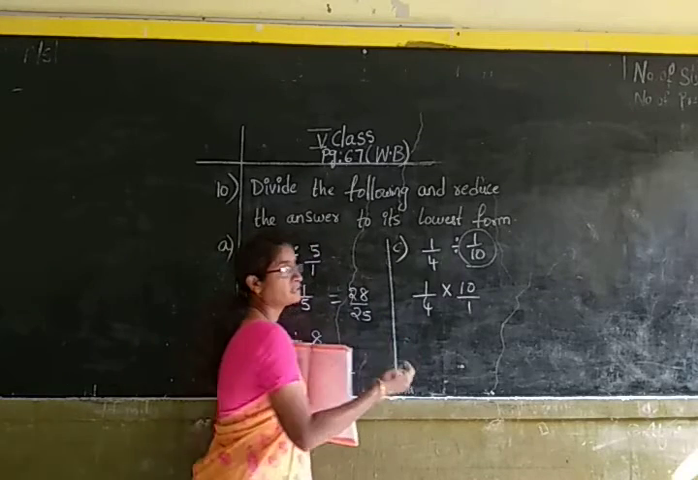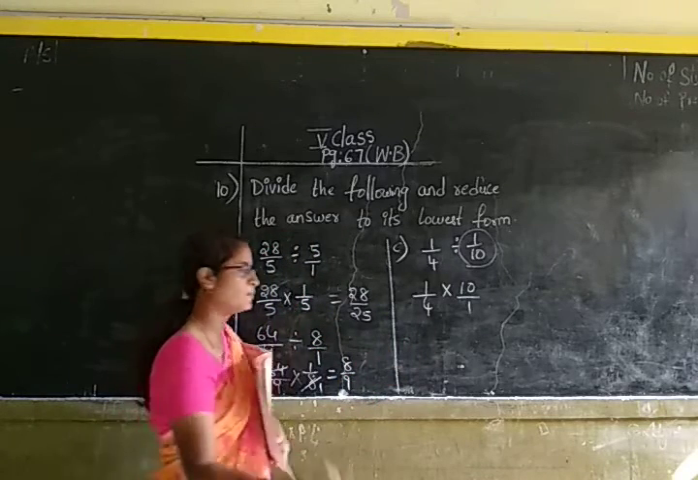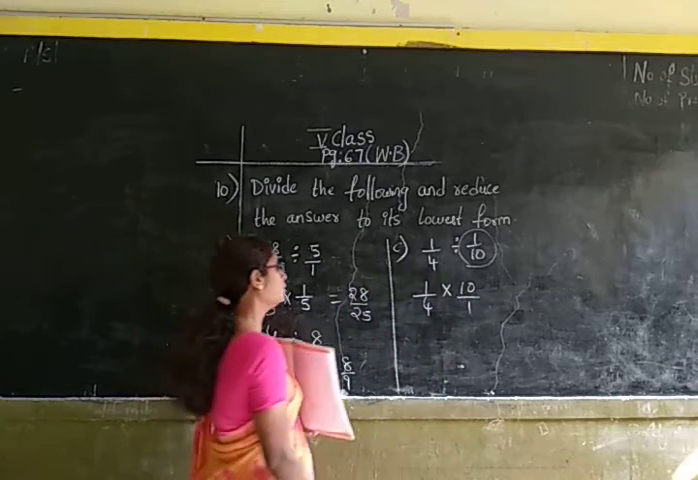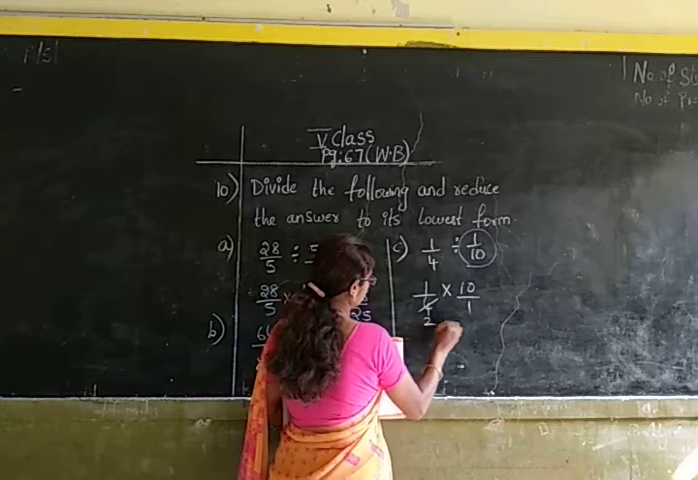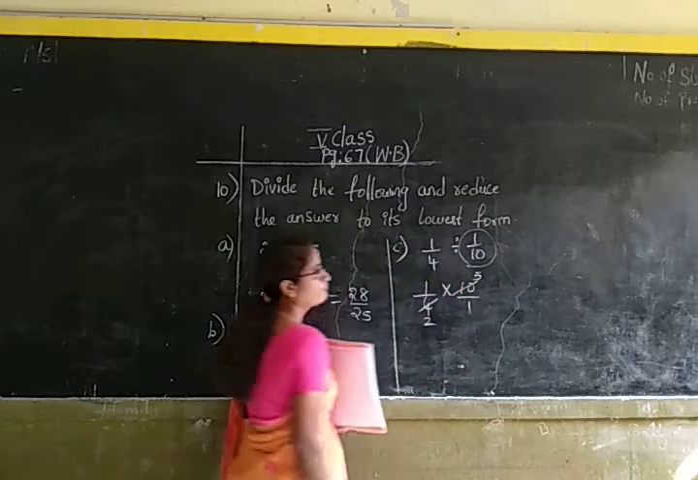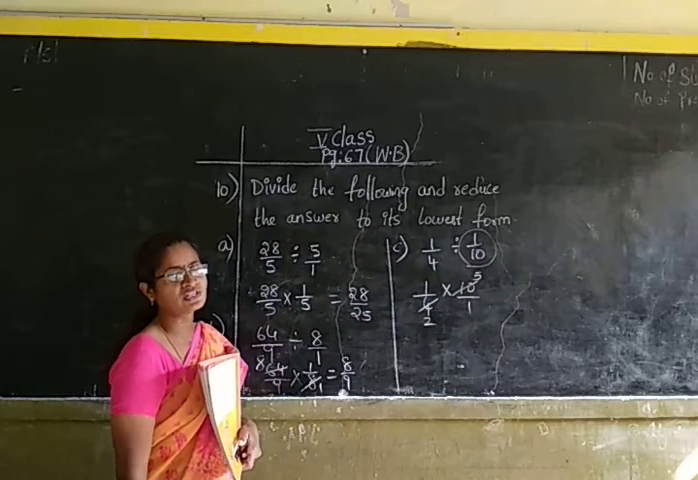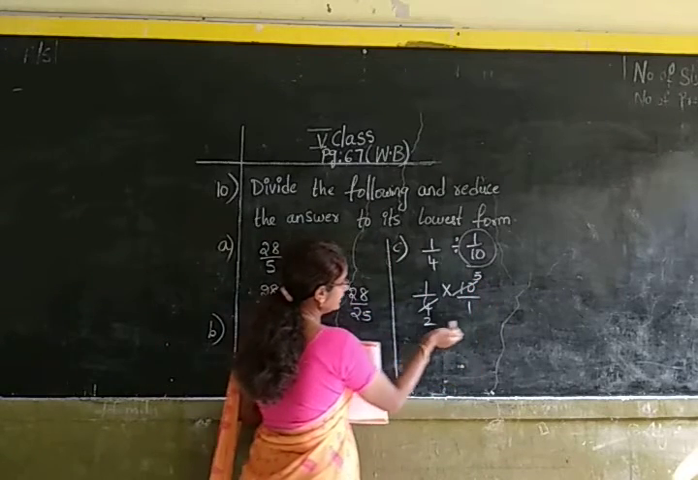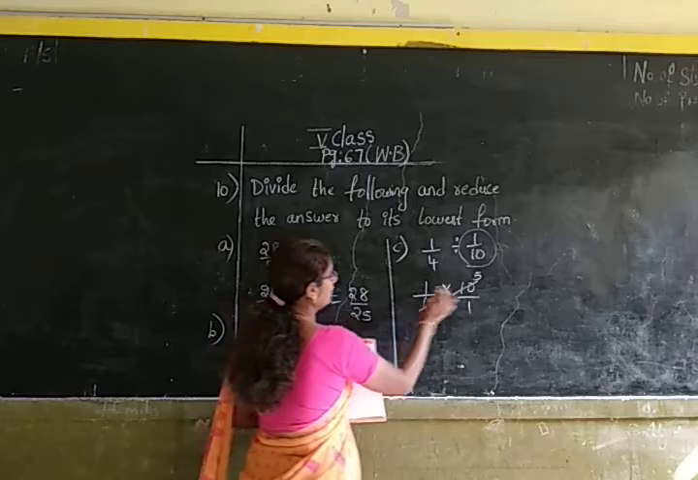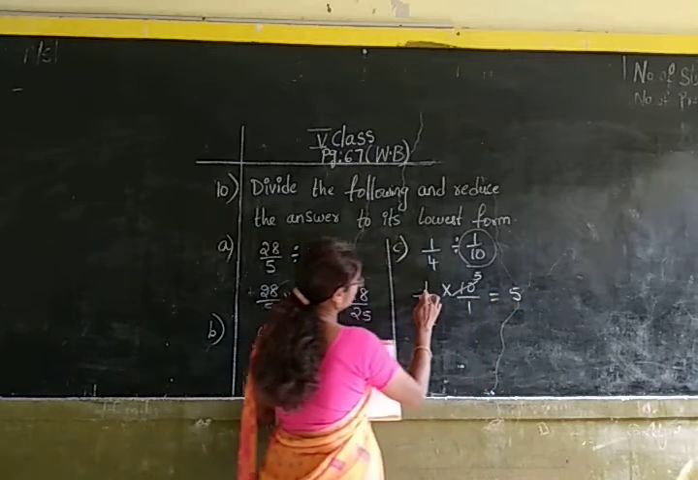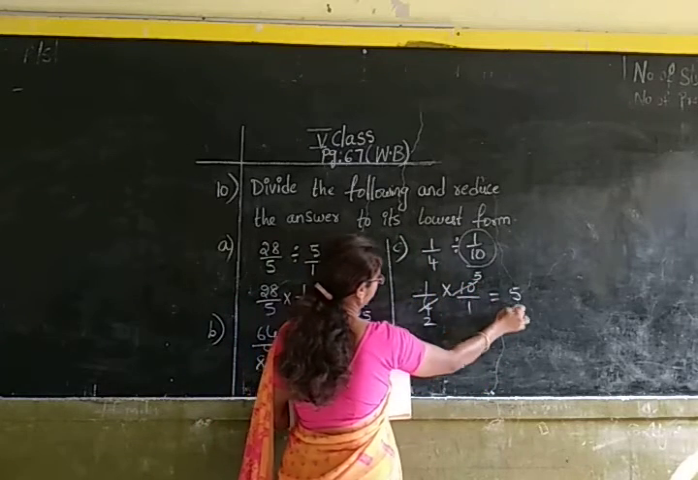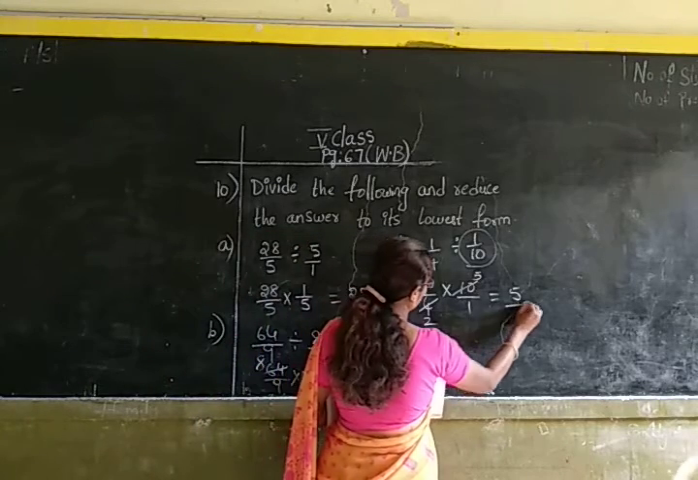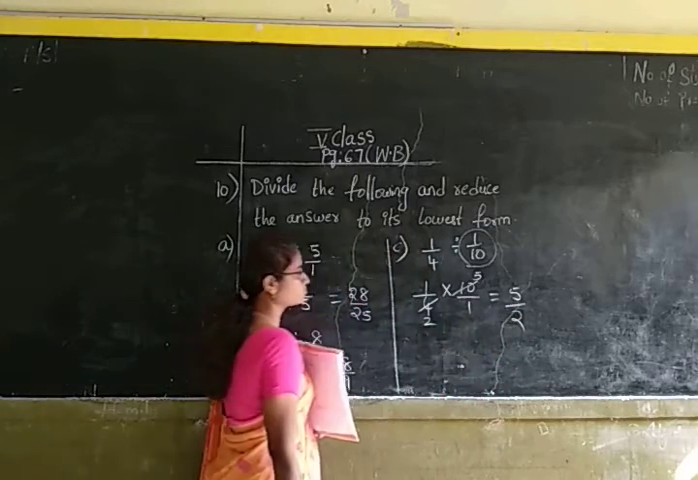Now first I will reduce the fraction and then I will multiply. Here 4 and 10 are in the 2 table. 2 goes in 4 2 times. 2 goes in 10 5 times. After reducing the fractions, now I will multiply. You have to multiply the numerator with numerator and denominator with denominator. 1 fives are 5. Now let us multiply the denominators. 2 ones are 2.